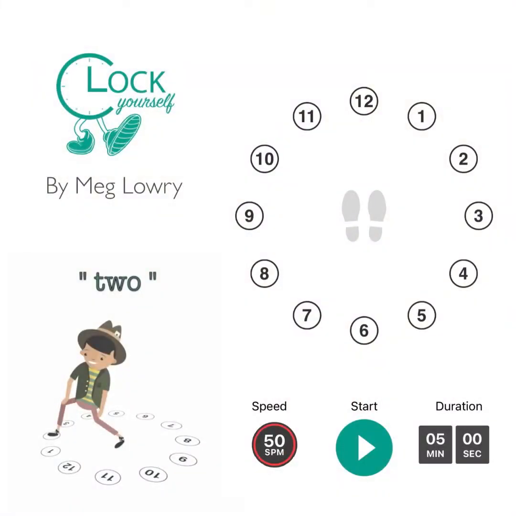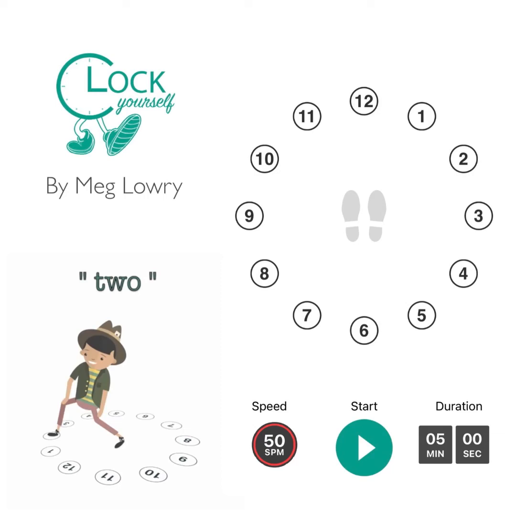Last image we have of these apps, this is Clock Yourself. Now this is by Meg Lowry, and this is a really great app for building agility and also multi-directional movement. It's a really simple premise, but it's used in a really clever way. So you'll see on the right hand side of the screen here that the phone presents you with a clock face, and the patient is stood in the middle of the clock face.